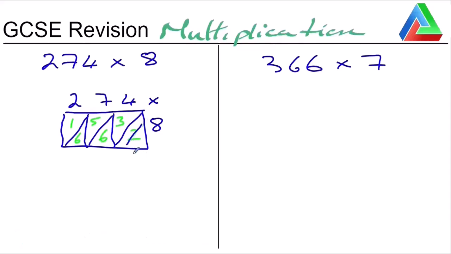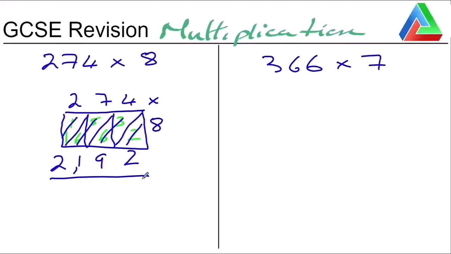Now we add up in the channels. So in this channel, we have a 2. In this channel, we've got a 3 plus a 6, which is 9. In this channel, 5 plus 6, which is 11, so 1 and carry the 1 into the next channel, and 1 plus 1 is 2. So our answer is 2192. So basically, we did exactly the same as the last 2 examples, but with an extra column.